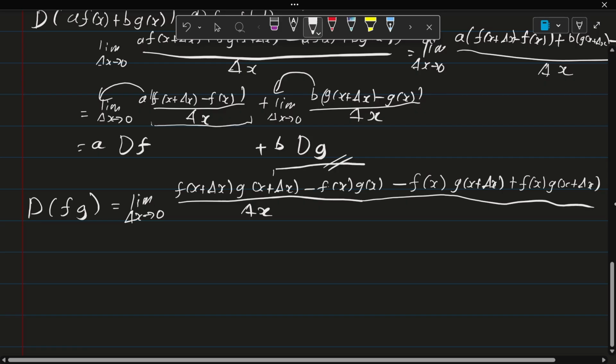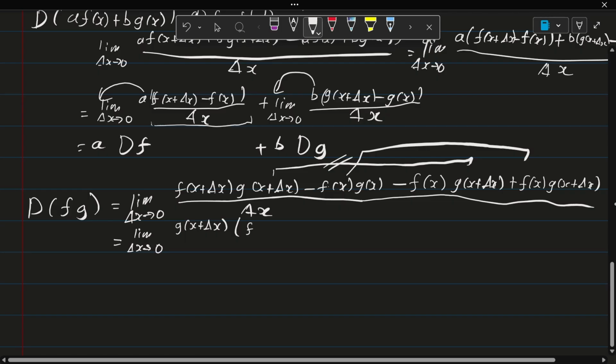But if we actually observe these two as well as these two, we can start to actually separate the variables, or separate the functions. So we'd get the limit as Δx goes to 0 of this first part, which is g(x + Δx) of this entire function, f(x + Δx) minus f(x) there. And let's just actually divide everything by Δx straight away here. And we can add that with this other one.